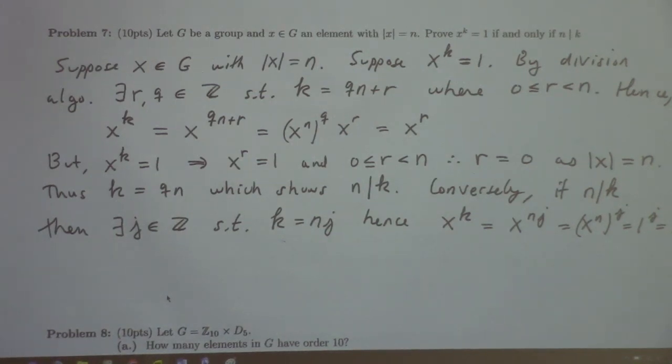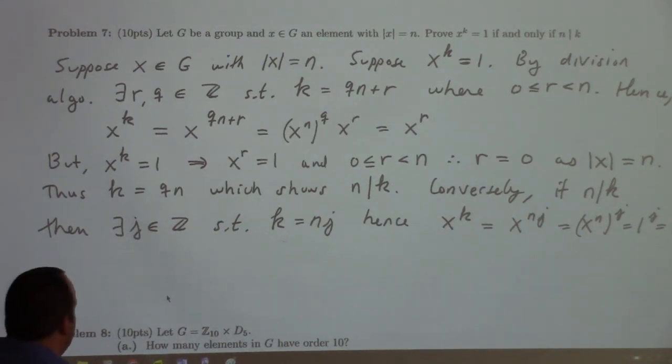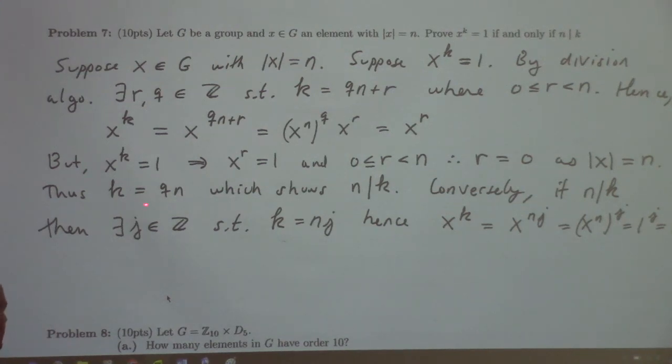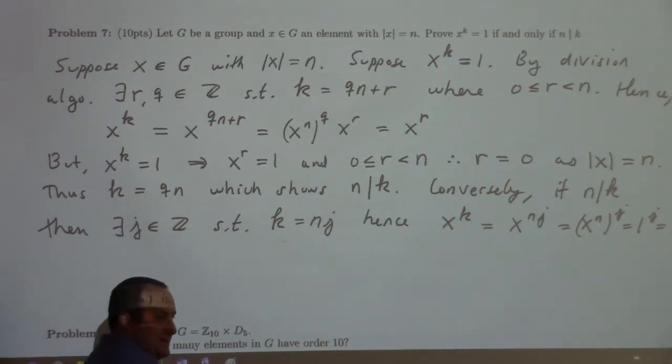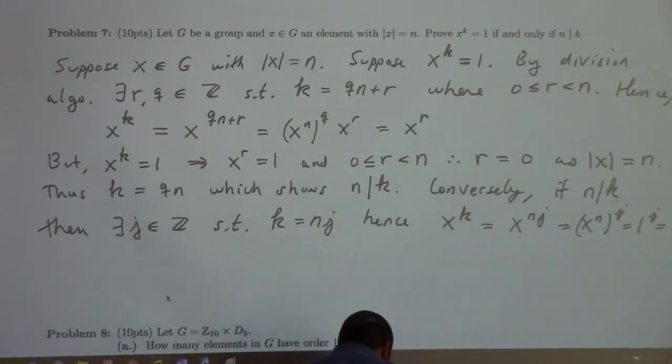Therefore, r has to be 0 because we said x has order n. By the definition of order n, that must be 0, which then tells you that k is equal to qn, which shows that n divides k. The mistake that I saw, I don't know, half the class make, is something like this.